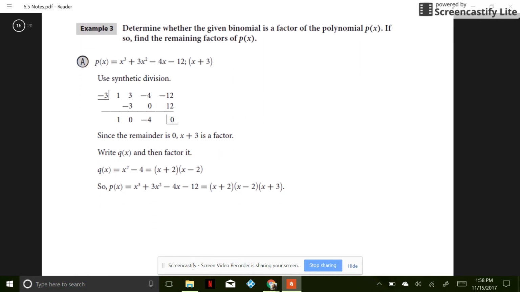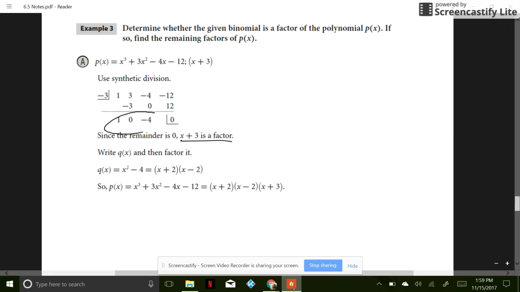So we're trying to determine whether this is a factor of the polynomial. So use synthetic division, find that the remainder is 0. So since the remainder is 0, x plus 3 is a factor. So you take the quotient, whatever's left. You take the quotient, write it out, see if you can factor it again, to see if you can come out with all of the factors.